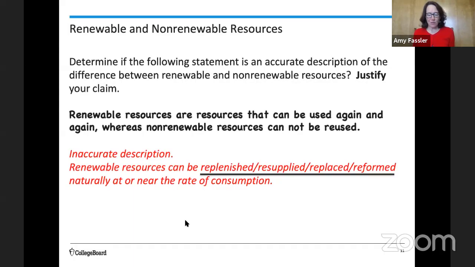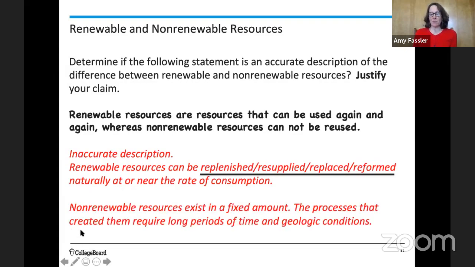I can't use the wood again. Once I burn it as a source of energy, I don't have that same energy source, all of that cellulose and those hydrocarbons that I can burn to release energy, but I can grow more trees. Whereas a non-renewable resource, the key term here to describe this, these are present in a fixed amount. The processes that created them require very long time and those conditions of heat and pressure that once they're gone, they're gone. They are present in a finite or a fixed amount.